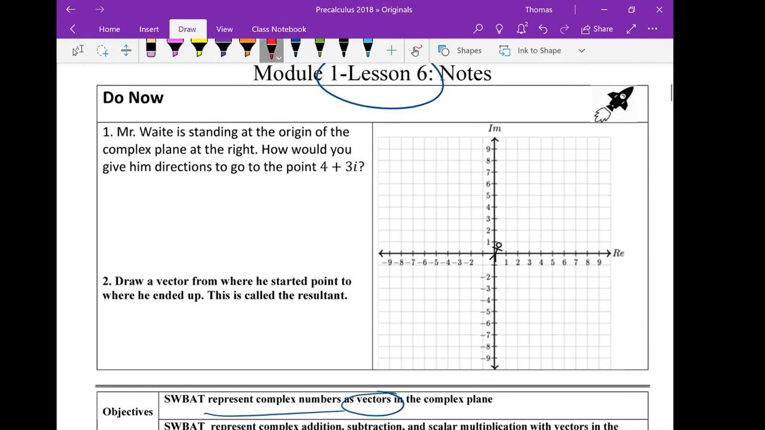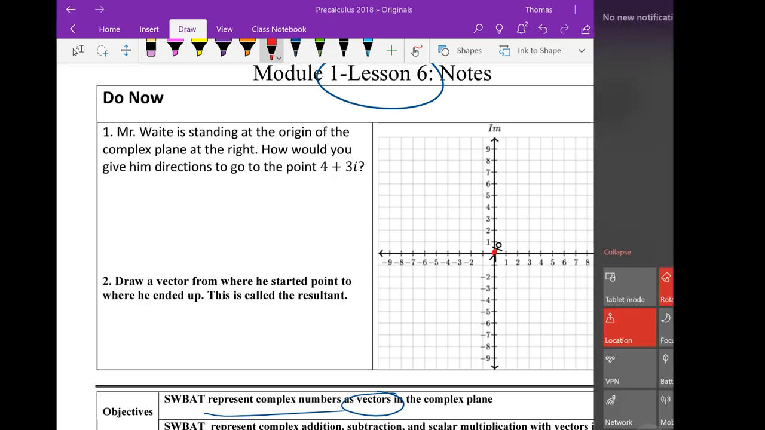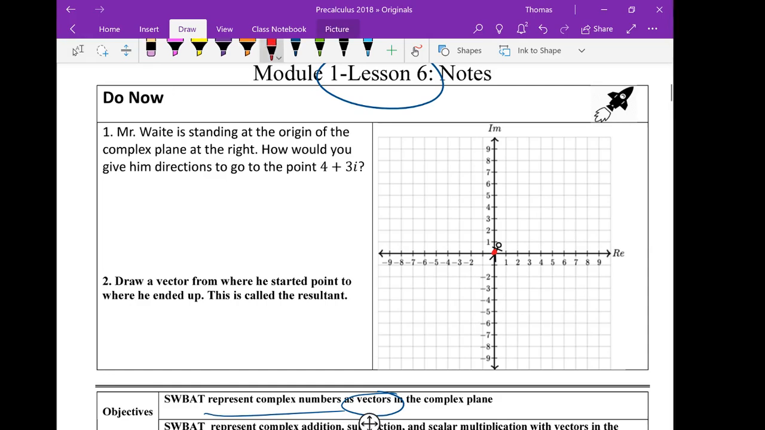Mr. Wade is standing at the origin of the complex plane at the right. How would you give him directions to go to the point 4 plus 3i? So this is my little stick figure standing here. What would you tell him to do? Common responses: this is our real axis, and our real part is 4, so he's going to need to walk over 4 steps to the right. And this is our imaginary axis up here, so 3i is up 3. He's going to have to also take 3 steps up.